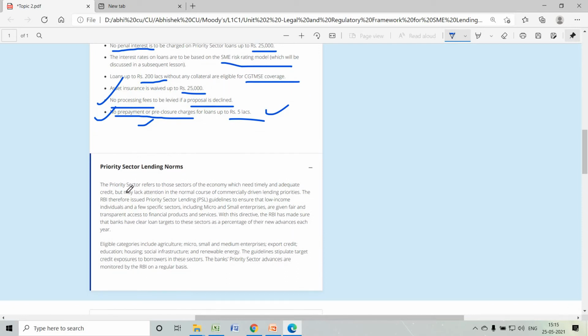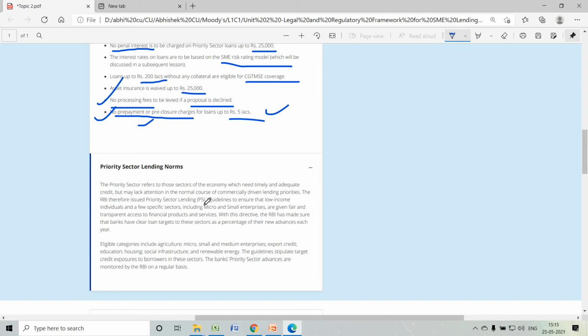So now priority sector lending norms. Priority sector refers to those sectors of the economy which need timely and adequate credit but may lack attention in the normal course of commercially driven lending priorities. So normally banks don't want to lend, but they will have to lend because it is a very important sector of the economy, because it employs a lot of people and also it comes under the priority sector.